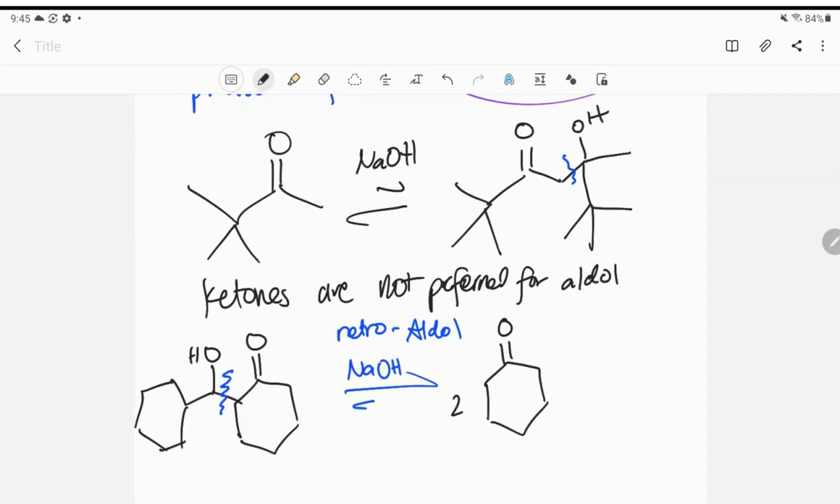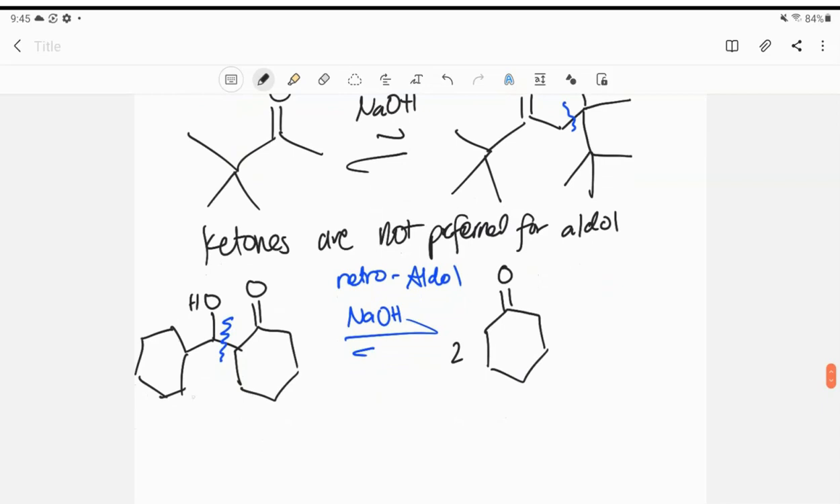Because the equilibrium favors the reactants, if you already have the product, you can convince it to go into the ketone form. So we have a beta hydroxy ketone here, again two carbons away, and this would just be a plain old ketone. We have two separate ketones there. So you can take advantage of this by doing a retroaldol: taking a beta hydroxy ketone, treating it with base, and you'll end up with just your ketone.